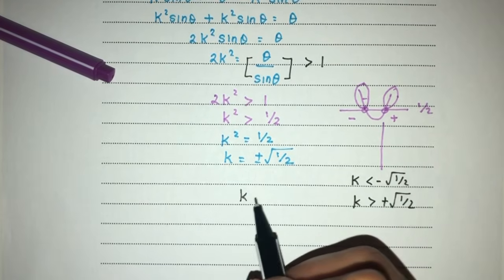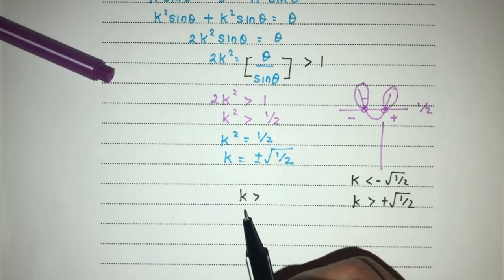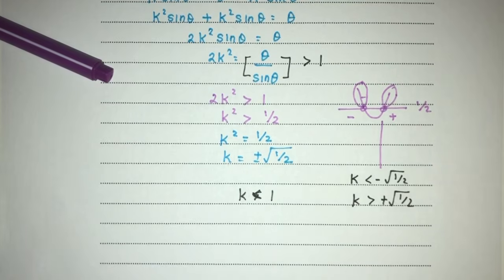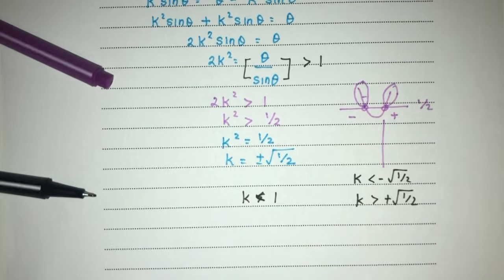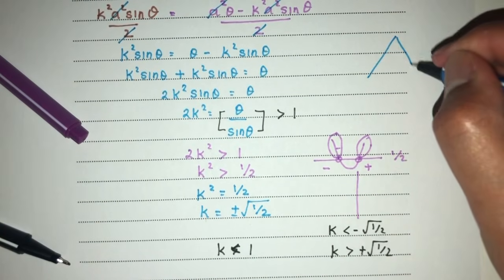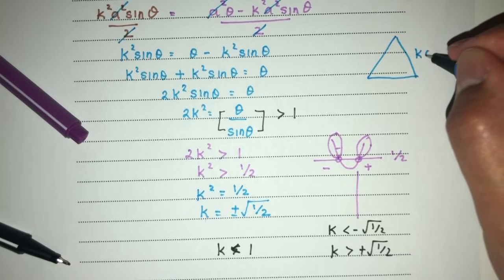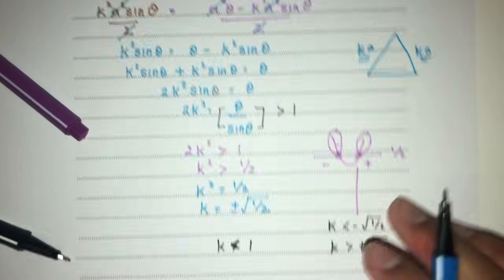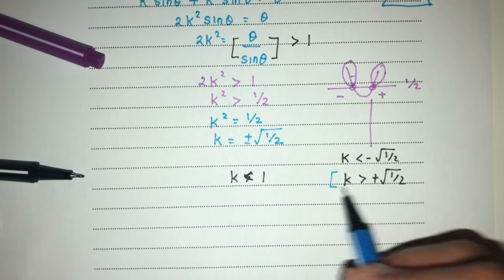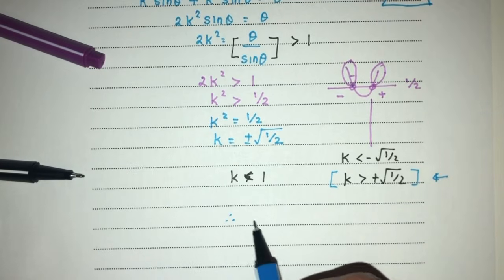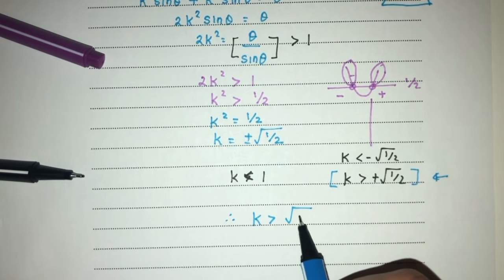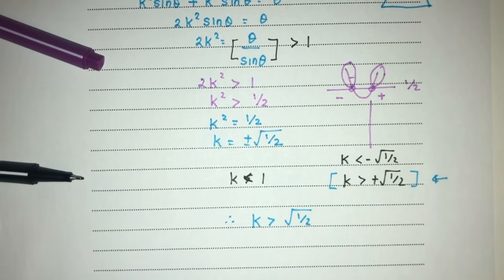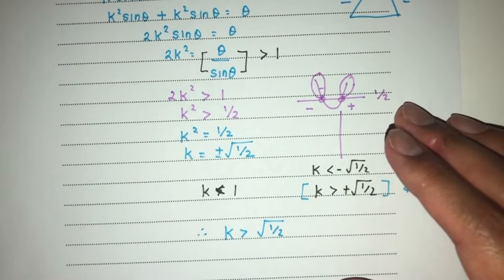But given that k has to be positive, because we understand that k is a length, this side of the triangle is k, and the length of a side of a triangle cannot be negative, we cannot take the negative value. We can only take this value. So k has to be more than root of 1 over 2. You can write this as your answer. So the set of possible values of k will be this for part B of the question.